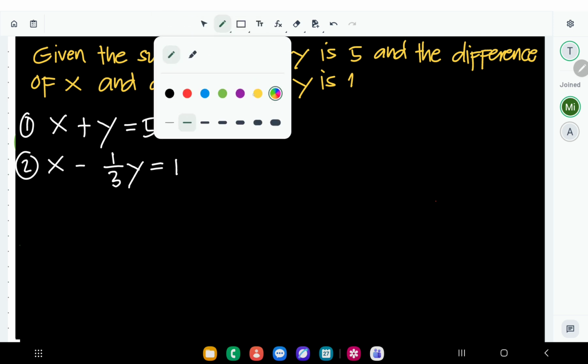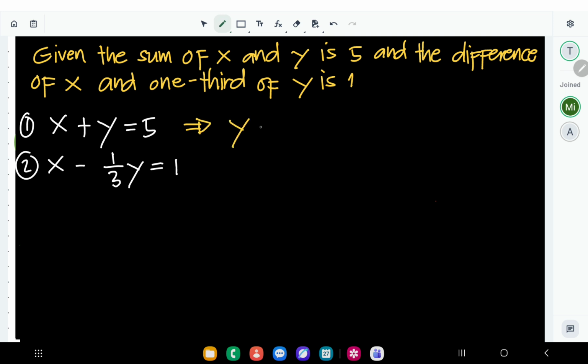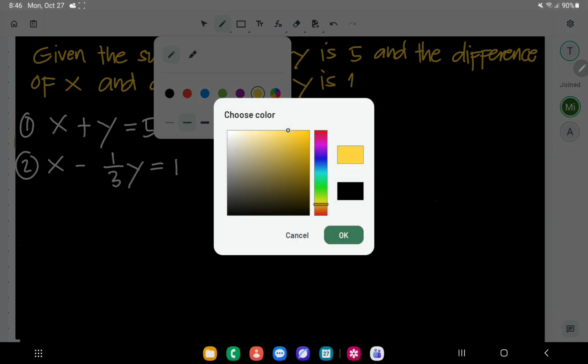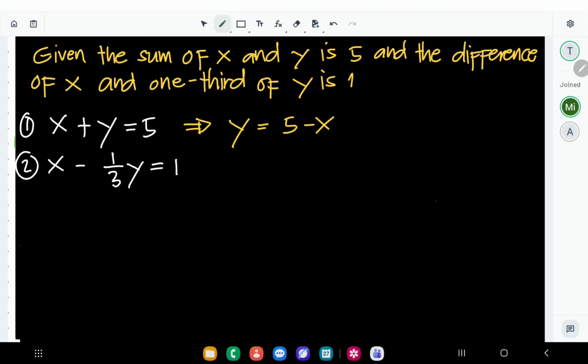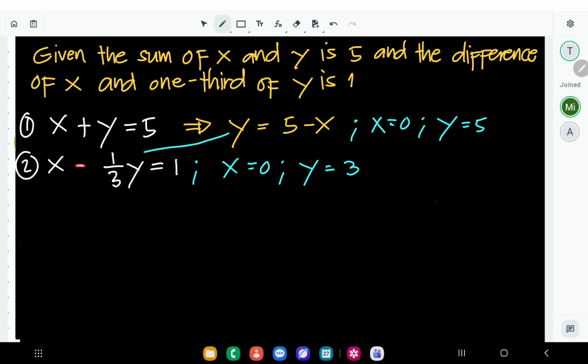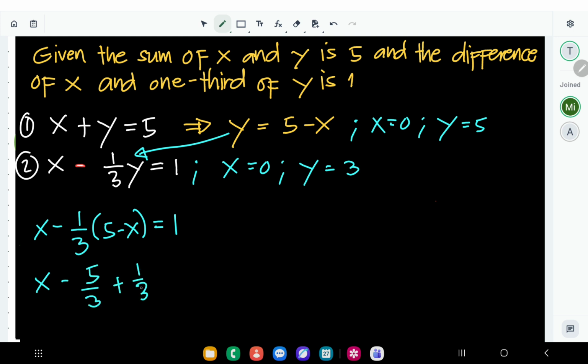Then we can rewrite the first equation as y equals 5 minus x. We can solve for the y-intercept. So here, when x is 0, y is equal to 5. Here, when x is 0, y is equal to 3, right? Then we solve for x and y. We substitute, or plug in the value of y here. So this is x minus 1/3 times 5 minus x equals 1. So this is x minus 5 over 3 plus 1/3 x equals 1.